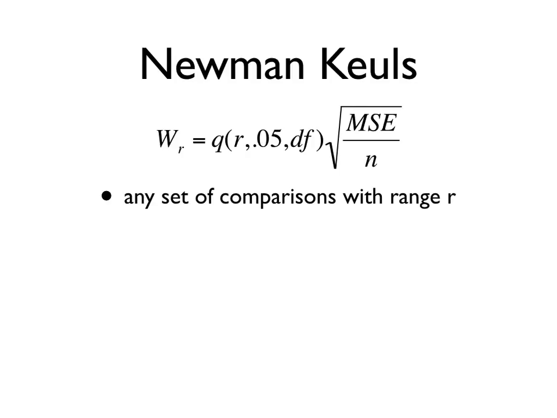So it's any set of comparisons with range R. In other words, there's this many means between them. So if you're comparing, and now this is an important point, let's say you've got 6 groups, but only 4 of them interest you, because a couple of them are just control groups that you threw in and you don't care about. Now you're only comparing 4 means. Now R is only going to be 4.